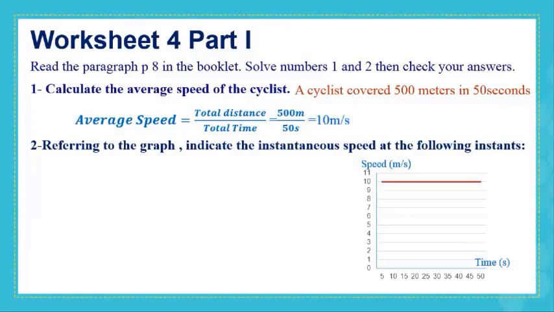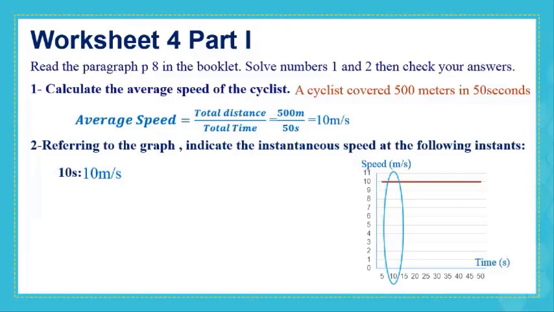Number 2, referring to the graph, indicate the instantaneous speed at the following instants. 10 seconds. To find the speed at time 10 seconds, we have to refer to the graph. X-axis represents the time, Y-axis represents the speed. We look for 10 seconds on the X-axis. The corresponding speed is 10 meters per second. So, at time 10 seconds, the instantaneous speed is equal to 10 meters per second.